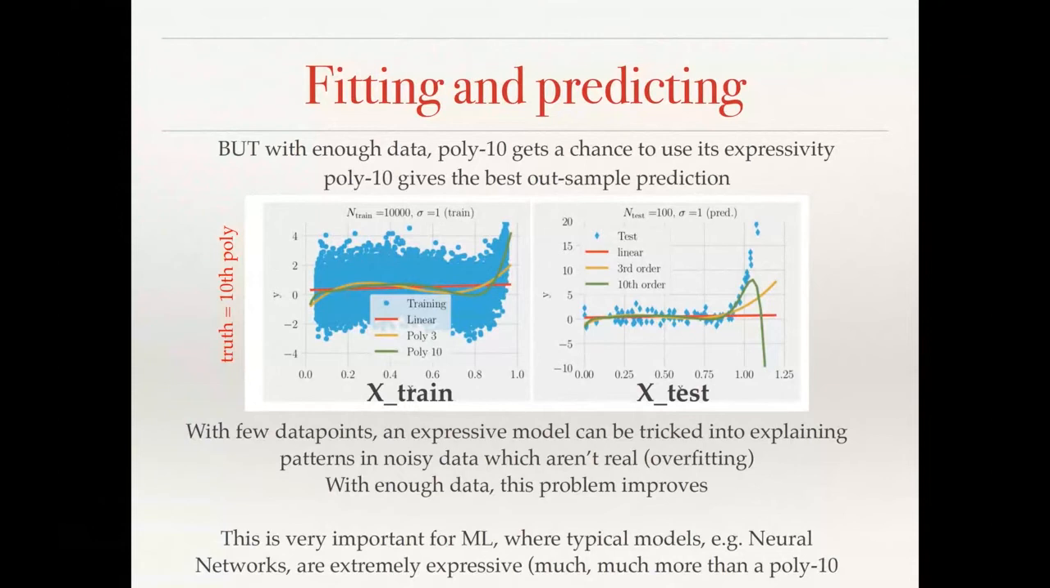when you start using machine learning techniques, let's say neural networks, they are extremely expressive. They have lots of parameters. And you have to make sure that your model is not overfitting. And sometimes for that, a simpler model, a simpler version of your, let's say, neural network with fewer layers and so on, might be a better way to go. With enough data, ideally, this problem improves. At some point, with enough data, although it is noisy, you are able to catch up with it. This is, again, very important for machine learning.